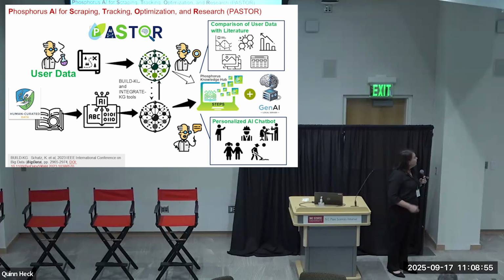All right, so now I'll show you the tool that we developed because we're about ready to release it. And this tool we call PASTOR, Phosphorus AI for scraping, tracking, optimization, and research, right? So this is our PASTOR. The cool thing about PASTOR is a lot of bells and whistles. Again, spent 4 years in development. You start with the user data. So you have some data or you have a question. It doesn't have to have data. You have just a question, you need to have some observation.